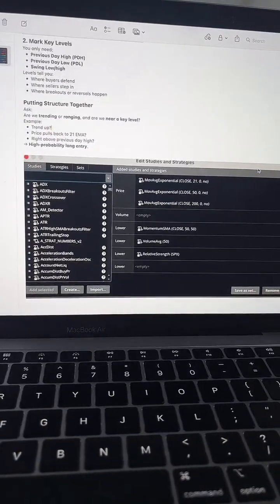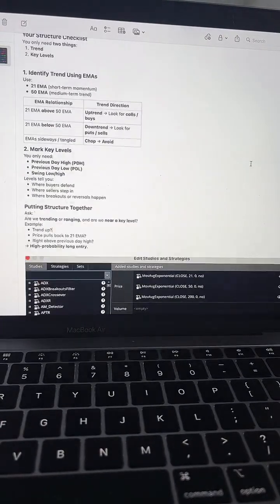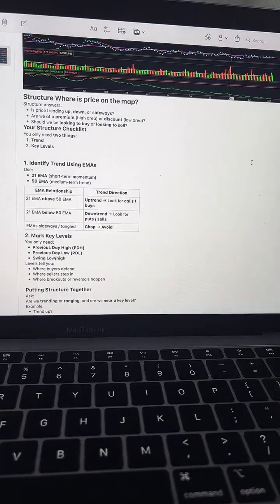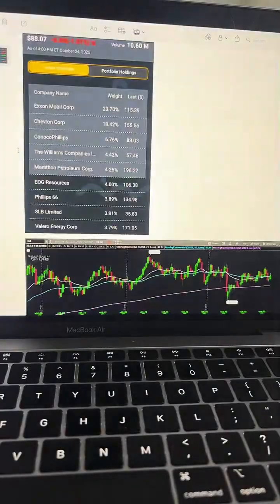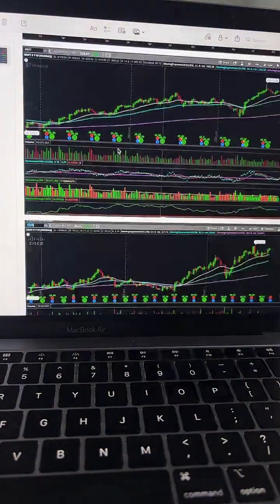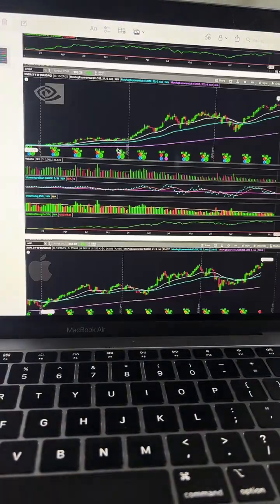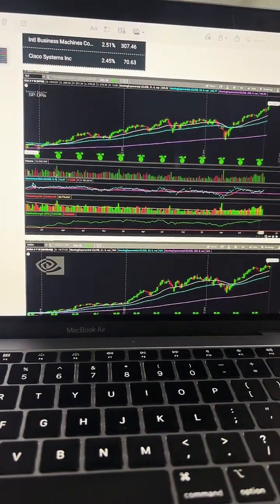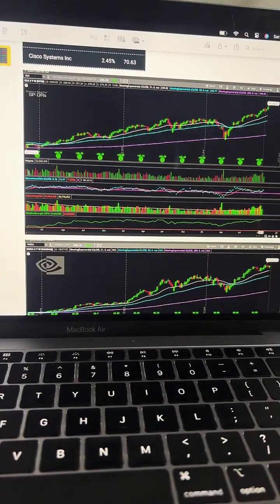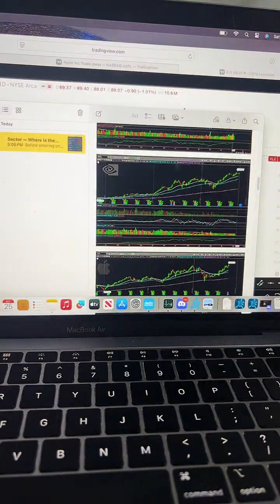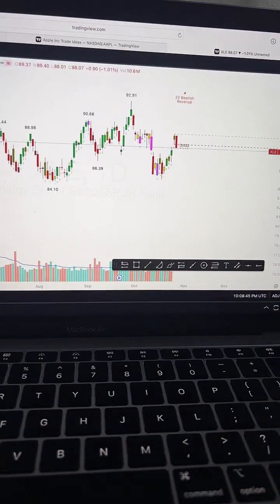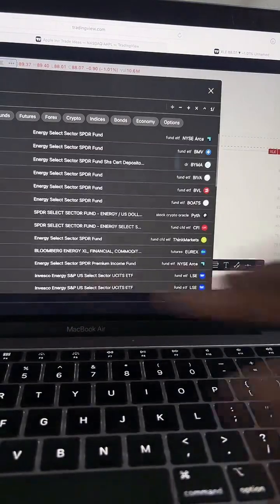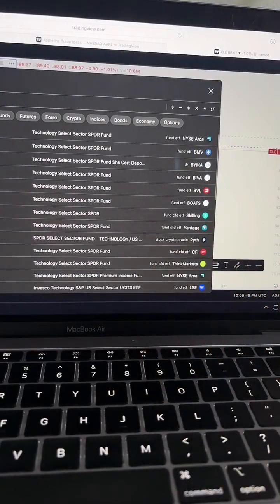Now I'm going to show you guys some structures and how to find the structure. We'll use these same examples. We'll start with tech. This is energy. Tech is XLK, right?